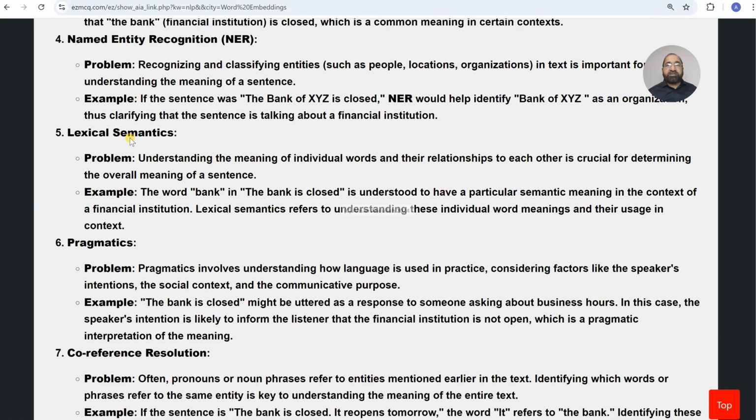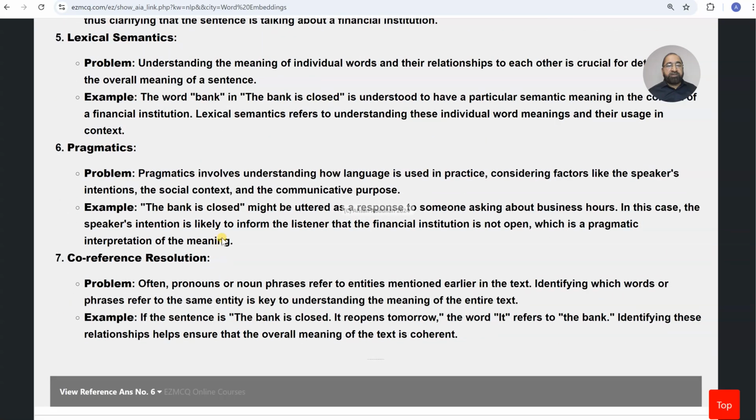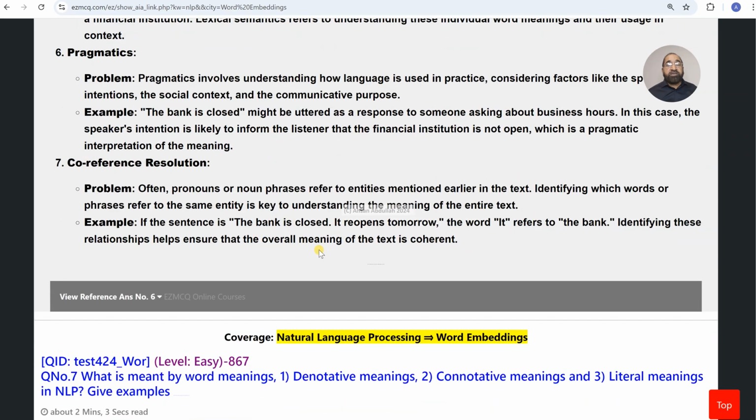Then is the lexical semantics. What does it mean? Individual words and their relationships to each other is crucial, right? So when we say the bank is closed, it has a particular semantic meaning in the context. Okay, so it will become clear in pragmatics. The bank is closed, uttered as a response to someone asking about the business hours, or in case the financial institution is not open. So if it's a Sunday, then the meaning of the bank is closed is different from if it's a Monday or any other working day. So we see that it's not so straightforward even for humans. So it would be very difficult for machines.